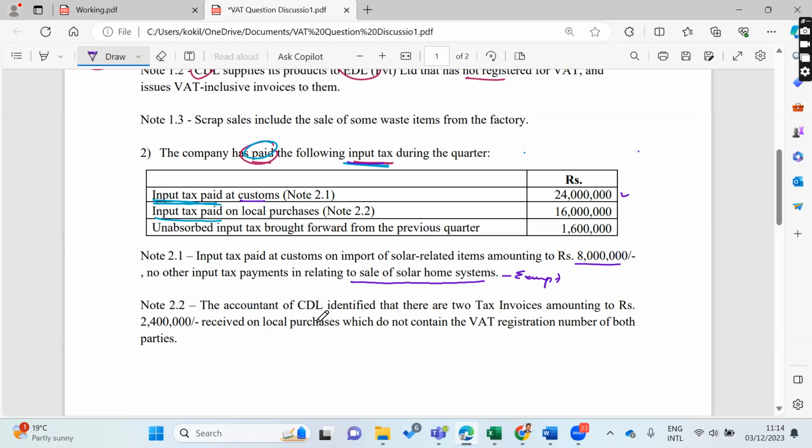Again, the accountant of CDL identified there are two tax invoices amounting to rupees 2.4 million received for local purchase which do not contain the VAT registration number of both parties. You know there are mainly 10 items, or we can even say 14 items, that are mandatory to contain in a document called a tax invoice.